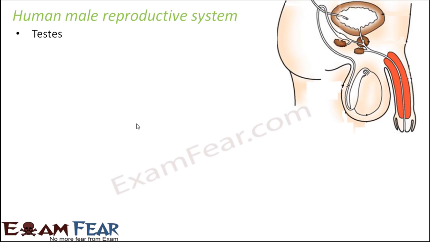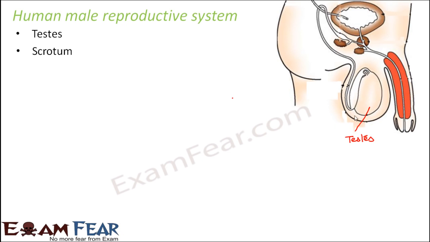What are the important parts that together form the reproductive system? Testis, one of the most important parts. Where is it located? This is the sideways view of the reproductive system of a human male. This structure is the testis and they exist in pairs. There are two testes on both the sides. This is from one side.